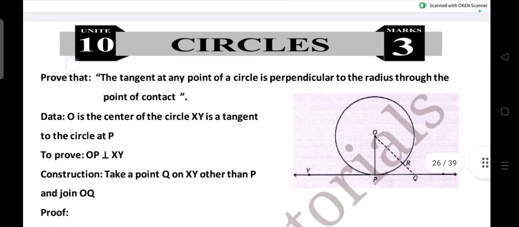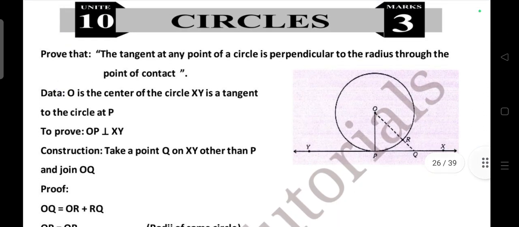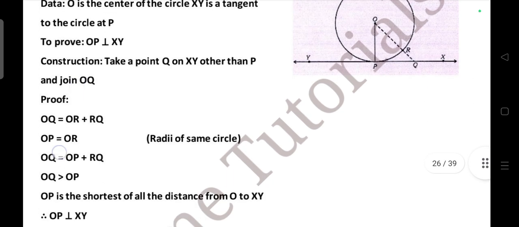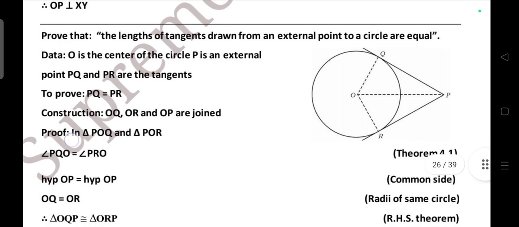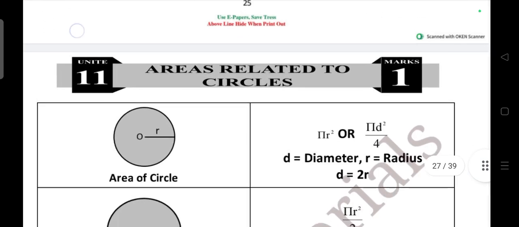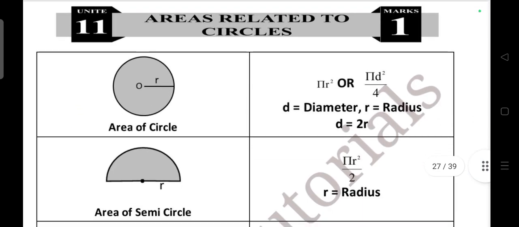Then come to circles. In circles, 2 theorems are there. Both are very important, so learn both theorems also. 3 marks they'll ask, for 3 marks. So this is your theorem chapter, the circles chapter. These two are very important theorems. Don't forget to learn. Then area related to circles.